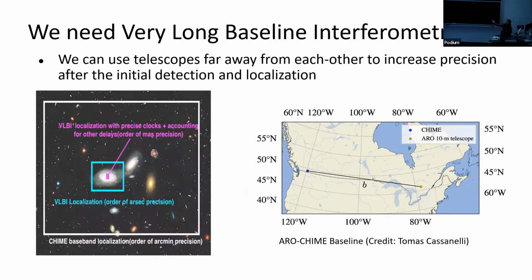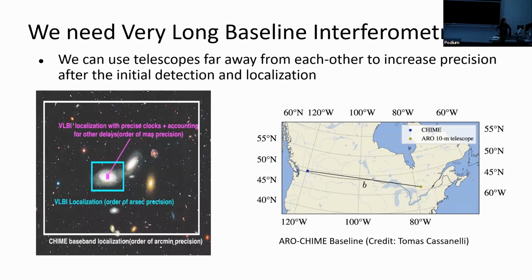So there's a little diagram there, and the big white circle is what CHIME can do on its own. And it's not very precise. It's just a quick thing to explain. And then the blue one is VLBI localization. So using very long baseline interferometry, you can localize the FRB to its host galaxy.